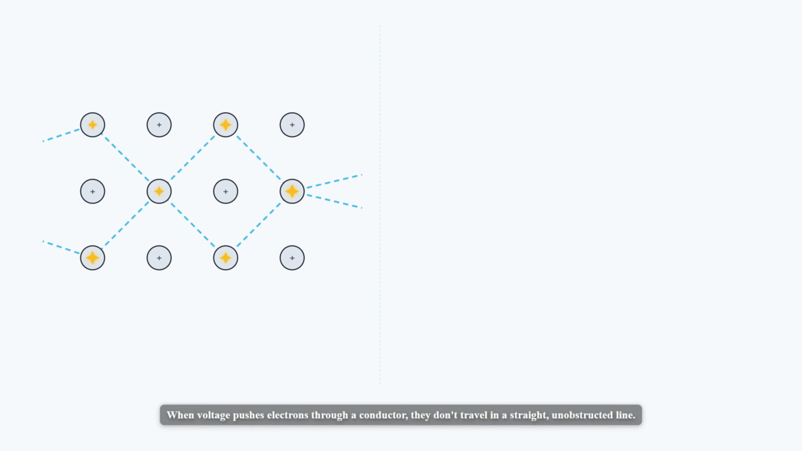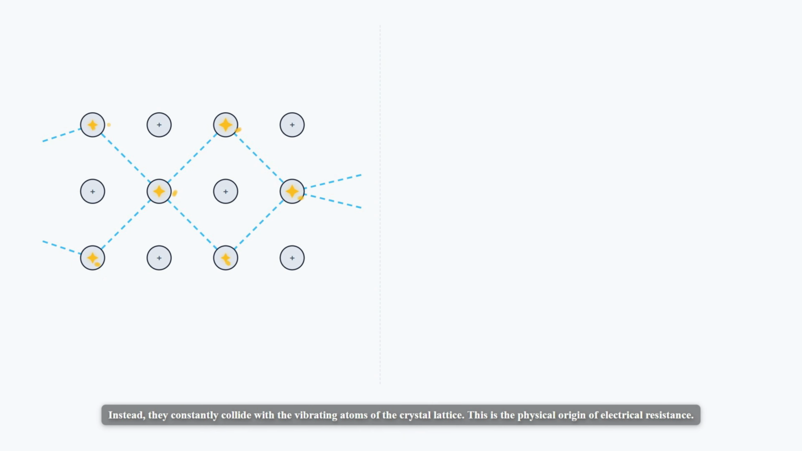When voltage pushes electrons through a conductor, they don't travel in a straight, unobstructed line. Instead, they constantly collide with the vibrating atoms of the crystal lattice. This is the physical origin of electrical resistance.